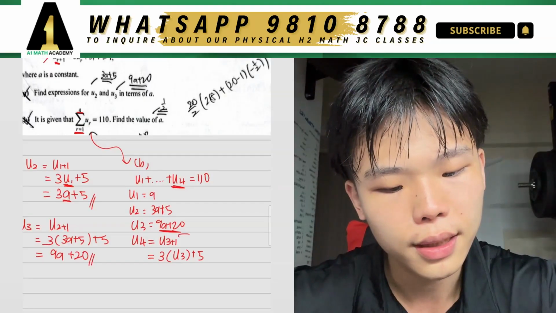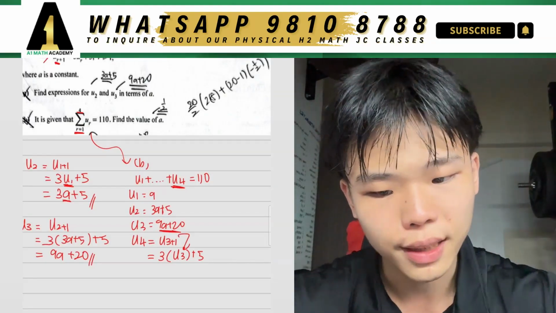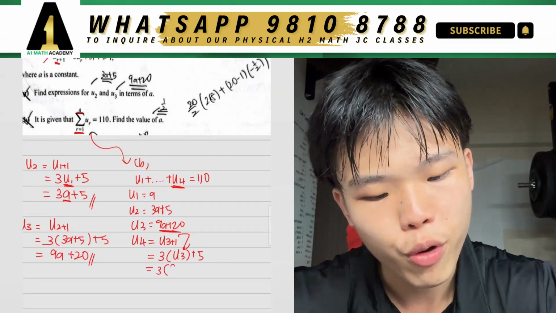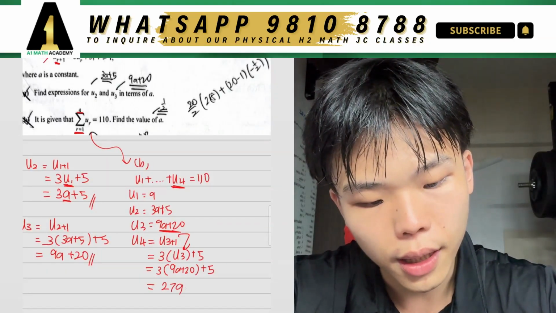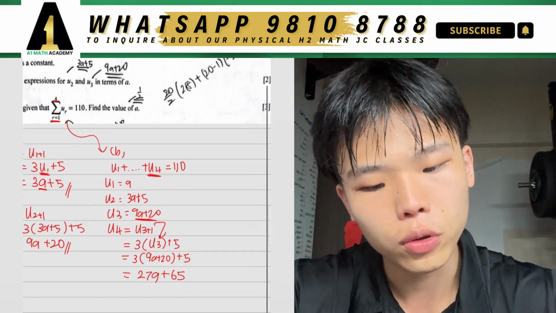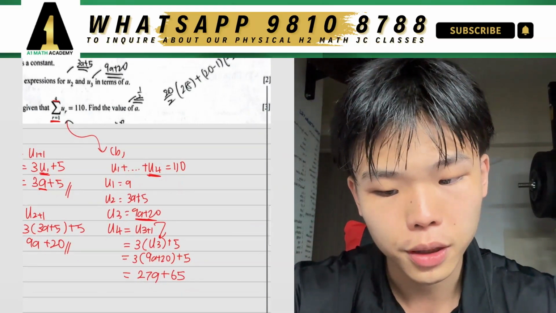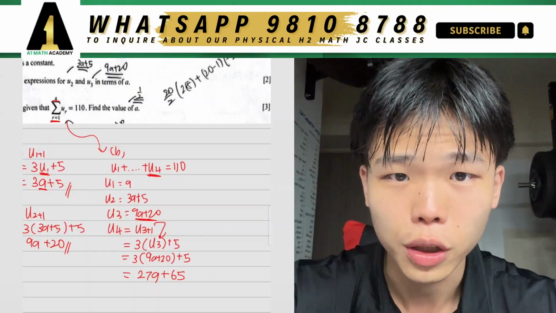And now we just got to put this inside here. It depends on the previous case. And this over here will give me 3 bracket 9a plus 20 plus 5, and this will end up to be 27a plus 65. So all we got to do now is to sum all of these four terms. That's what the summation sigma notation means.